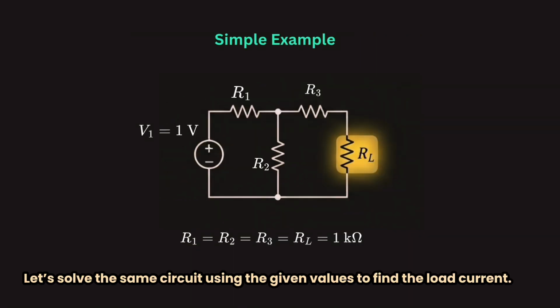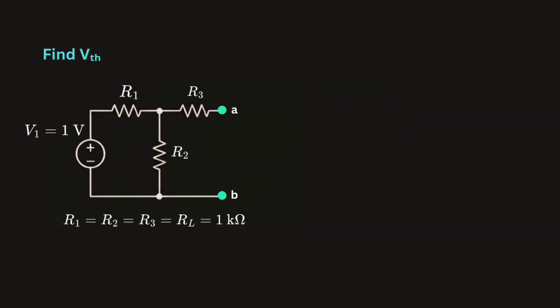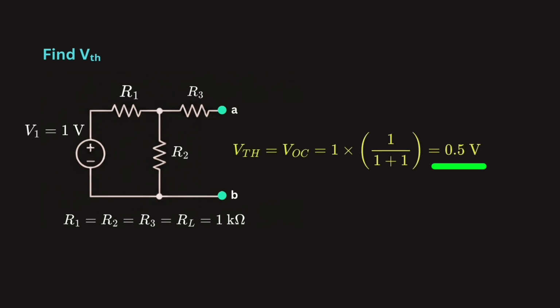Now, let's apply this complete procedure to a simple circuit. Consider the circuit shown. We have V1 as 1 volt, R1 equal to R2 equal to R3 equal to RL, which is 1 kilo ohm. We want to find the load current IL. First, remove RL from terminals AB. The terminals AB are now open circuited. Next, we need to find VTH. Since terminal A is open, no current flows through resistor R3. Therefore, there is no voltage drop across R3. So the voltage across AB is the voltage across R2. Using the voltage divider rule, we get VTH equal to 0.5 volts.